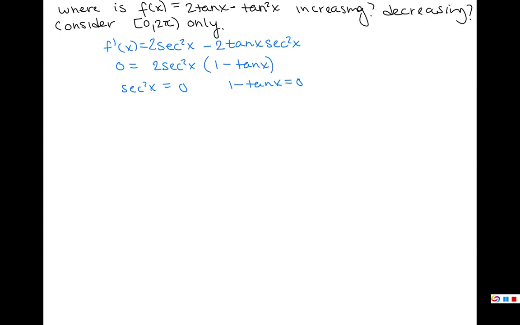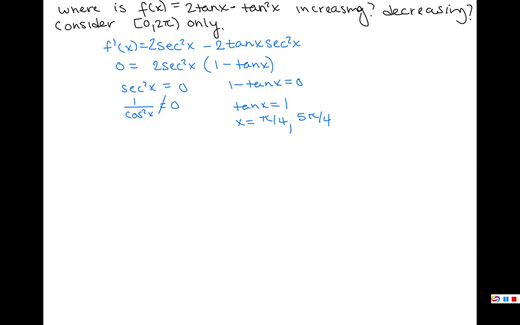So we have to figure out, when does secant squared equal 0? When does 1 minus tan x equal 0? Well, secant squared is the same thing as 1 over cosine squared. And the only way a fraction can equal 0 is if the numerator equals 0. 1 will never equal 0. And so secant squared is never going to equal 0.